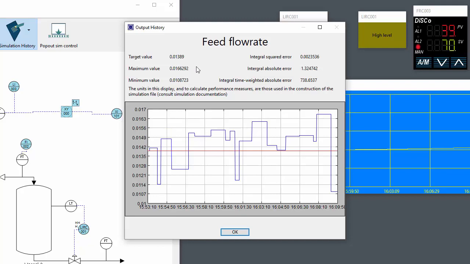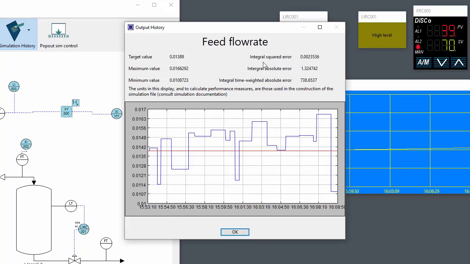As well as the graph, it actually gives you a whole bunch of information in terms of numerical performance measures. So it gives you the target value. We'll talk about where that comes from in a minute. The maximum value that the flow rate ever reached, which is 0.0166292.